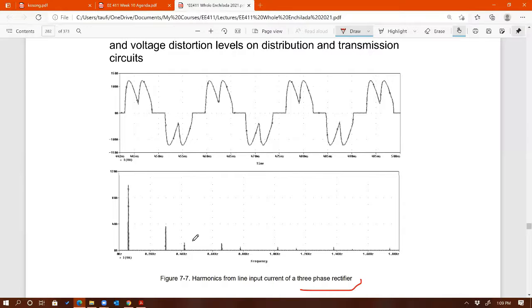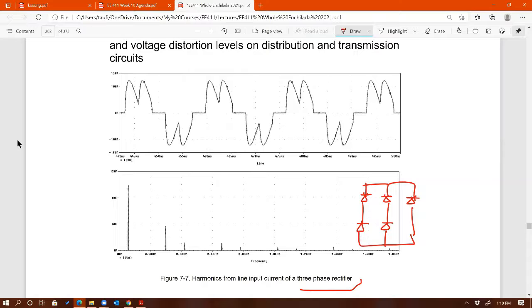And this gets worse when the load is capacitive, right? So if you have a three-phase rectifier that looks like this, a bridge rectifier, and phase A, phase B, and phase C, that's the three-phase. There's the current. One of the line currents looks like that. And that happens when you have a resistive load.